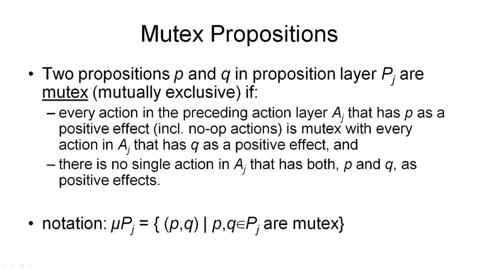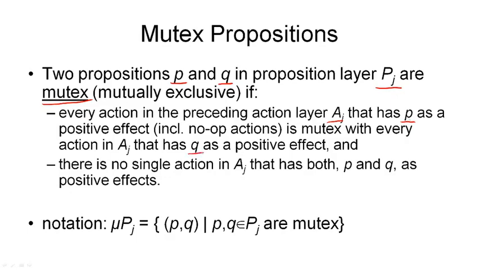Now that you've seen these examples, it should be fairly easy to understand the definition of what it means for two propositions to be mutually exclusive. So two propositions P and Q that are in the same proposition layer Pj are mutex, which stands for mutually exclusive, if the following two conditions hold. Firstly, every action in the preceding action layer, that's Aj, that has P as a positive effect, including the no-op operations, is mutex with every action in Aj that has Q as a positive effect.